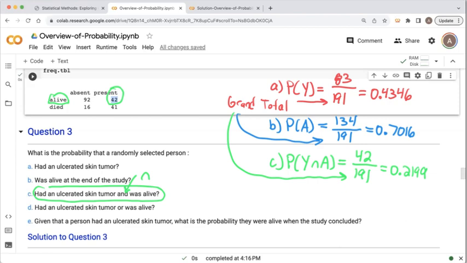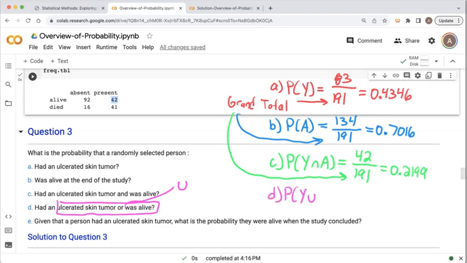And in part D, this is asking us for the probability that a person had an ulcerated skin tumor or was alive. So that we denote with a union symbol. So that would be P of Y union, that's this cup symbol, A. And in this case, we now would take a look at all of the people that had an ulcerated skin tumor. So that was the 83 people that we counted from this column. We add that to all of the people that were alive, and that's the total from this alive column.